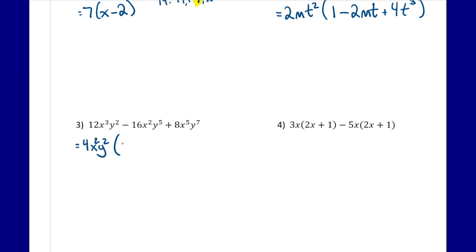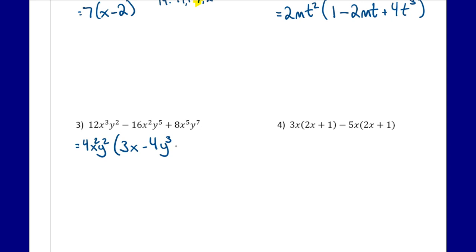Well, 4 times 3 is 12. X times x squared is x cubed, and I don't need to put any y's because y squared is what I want to get. So I would just carry the y squared over when I expand. 4 times negative 4 is negative 16. X squared times 1 is x squared, so I don't need to put anything. Y squared times y cubed is y to the power of 5.